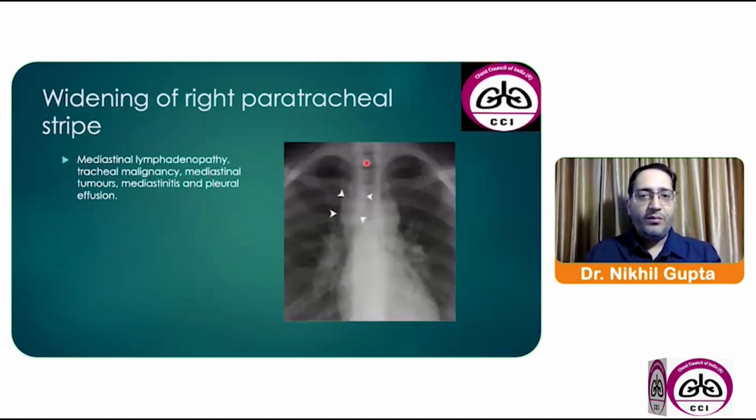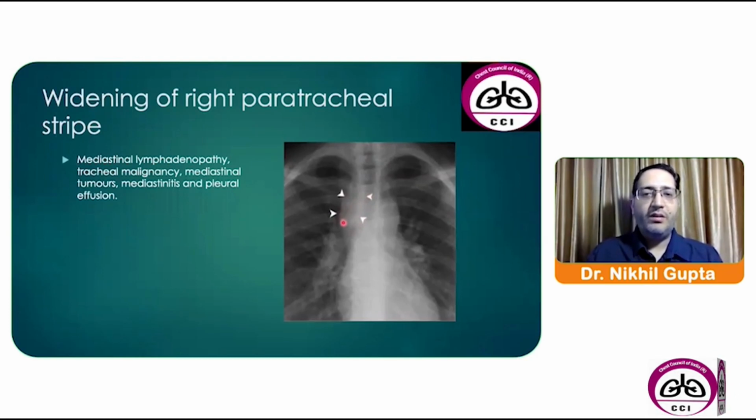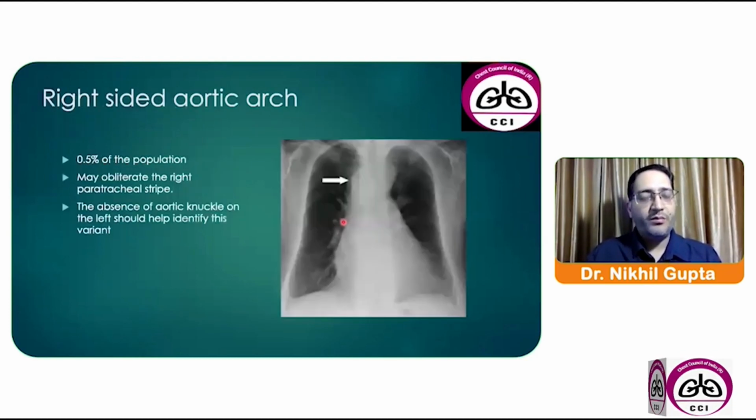Then coming to widening of the right paratracheal stripe. It may be due to mediastinal lymphadenopathy, as seen here, tracheal malignancy, mediastinal tumor, mediastinitis, or even encysted pleural effusion.